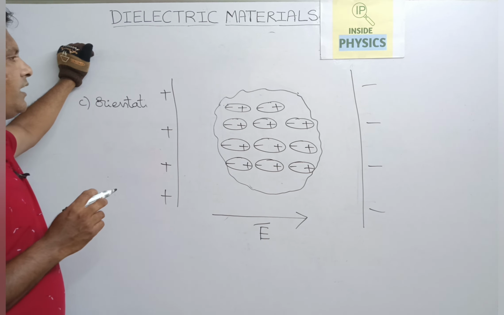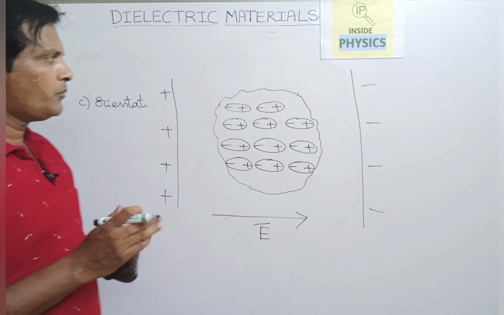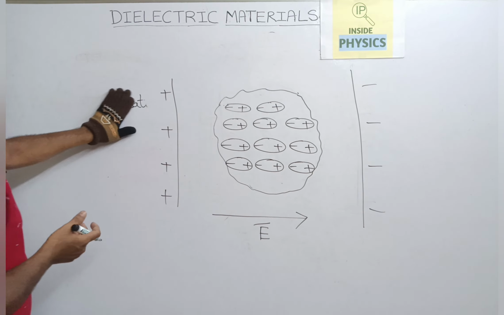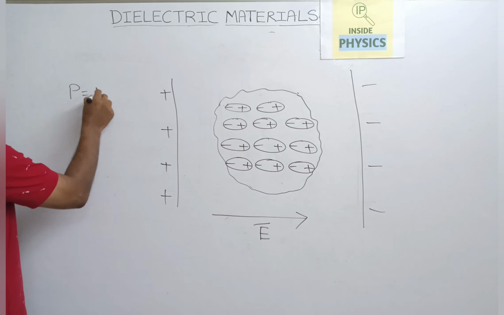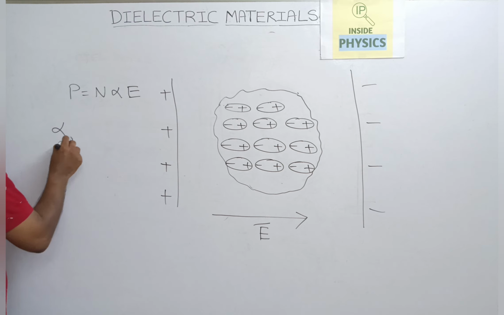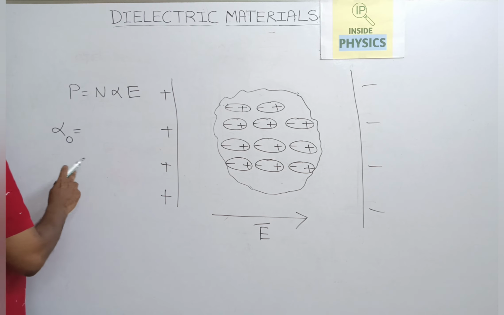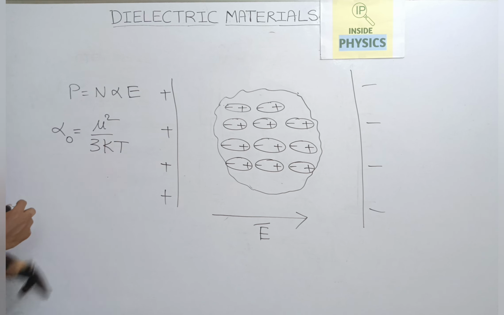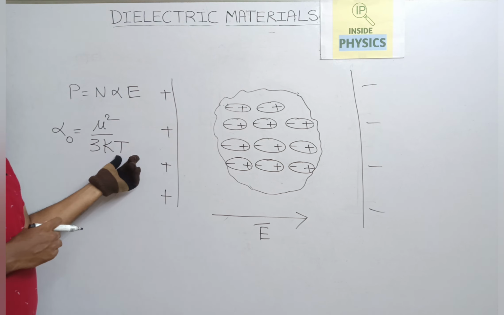So we can consider the Langevin-Debye theory, and the total polarization due to all dipoles given by Langevin-Debye theory can be written as, now we know the general formula, N alpha E. Here alpha O means orientation polarizability, which is given by mu square by 3kT. Here mu is the dipole moment, and T is the temperature of the material.